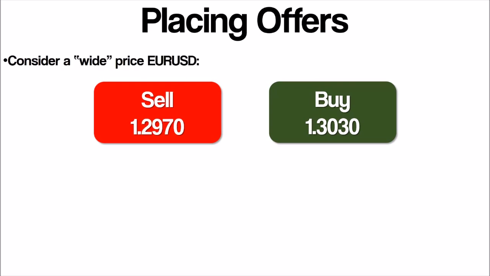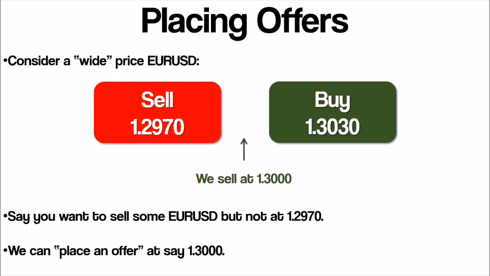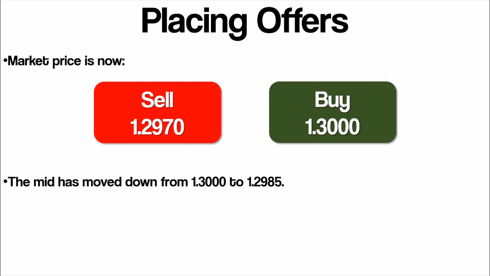And you do exactly the same thing if you were to sell. So let's say we have the same situation and we want to sell euro dollar, but we're not prepared to sell at 1.2970. We can place an offer in the middle, 1.3000. And what we've done now, we're now the offer. So we're what would be the buy price for someone else who looks at the screen, and we've moved the price down. So the mid's now gone down from 1.3000 to 1.2985, and we are the offer.